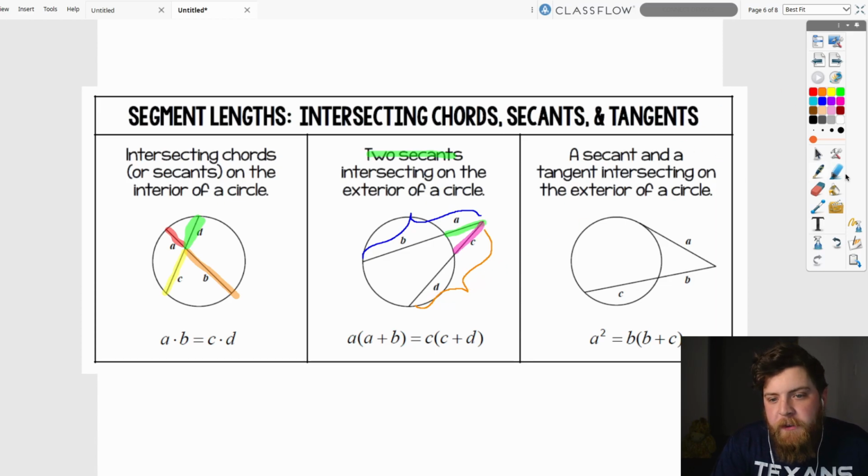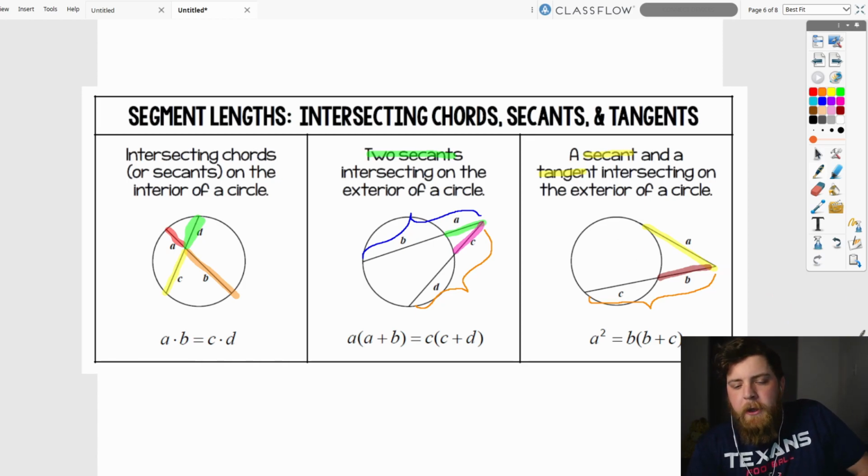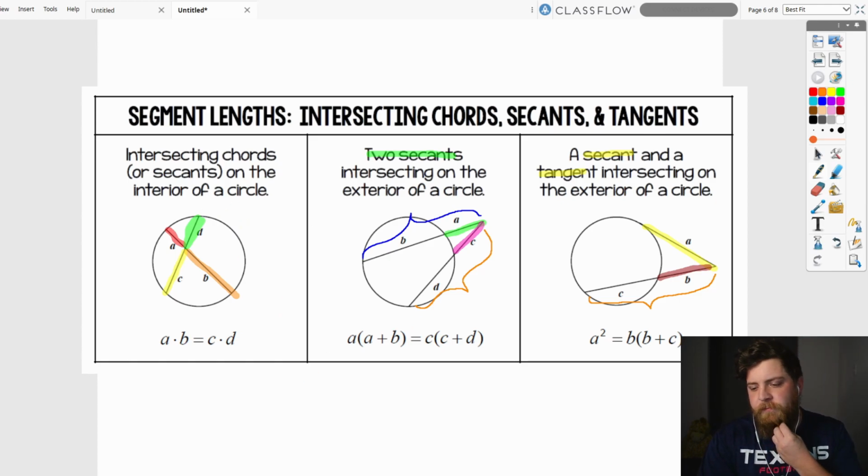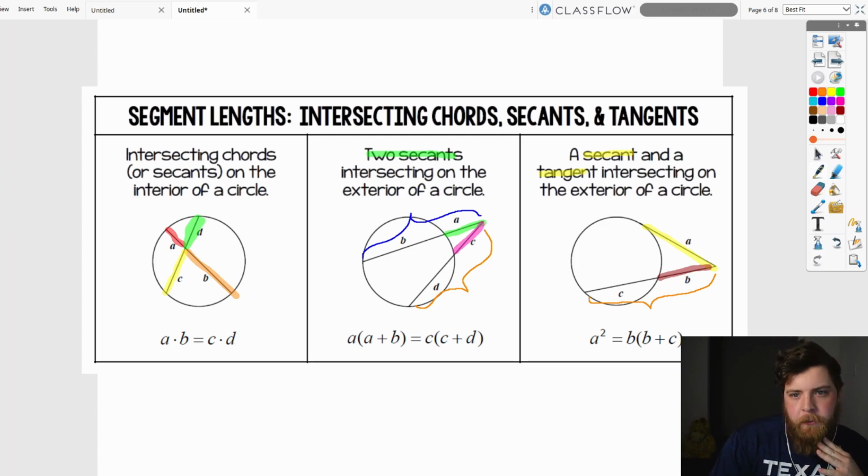If you have one secant and one tangent, okay, you have to take the tangent length and square it, right? So A squared is going to be equal to exactly what we did over here with the secants, what's on the exterior times the entire length of that secant. Okay, so we'll have to take a look at a few of those examples. The interior ones are mostly pretty straightforward, but the exterior ones can be a little bit tougher there.